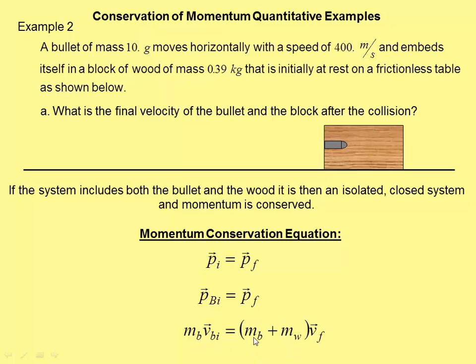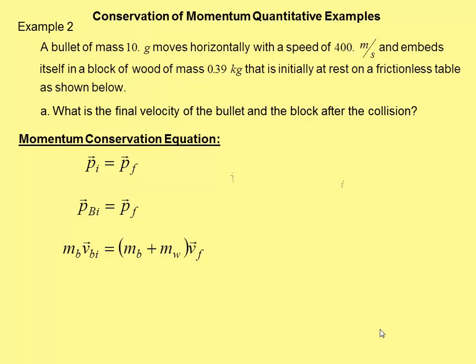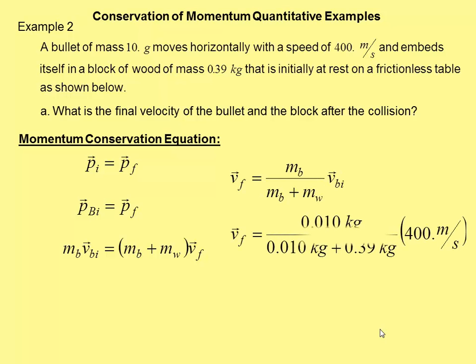Notice here how the symbols are being used to show us the bullet versus the wood. Right, so I'm calling it bullet and wood here. And that will help us when we plug in numbers. Solve for the final velocity. Plug in your numbers. Notice they all have to be in either kilograms or grams. It really doesn't matter which way, as long as they're all in the same mass units, it's going to cancel anyway. And we get a nice 10 meters per second. Notice it's going much slower because there's much more moving mass.